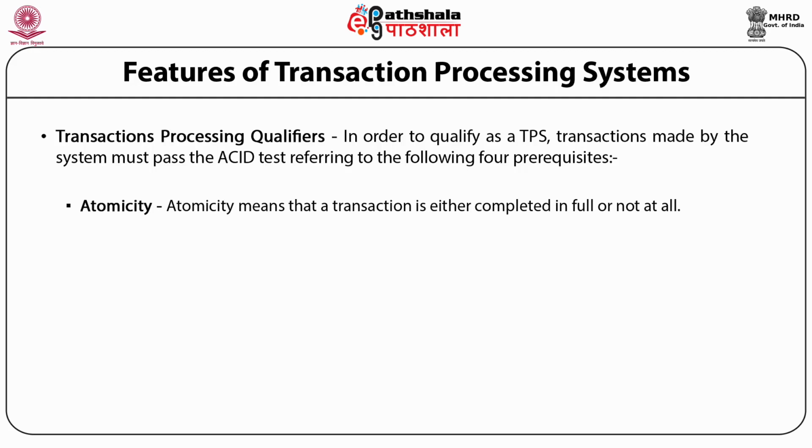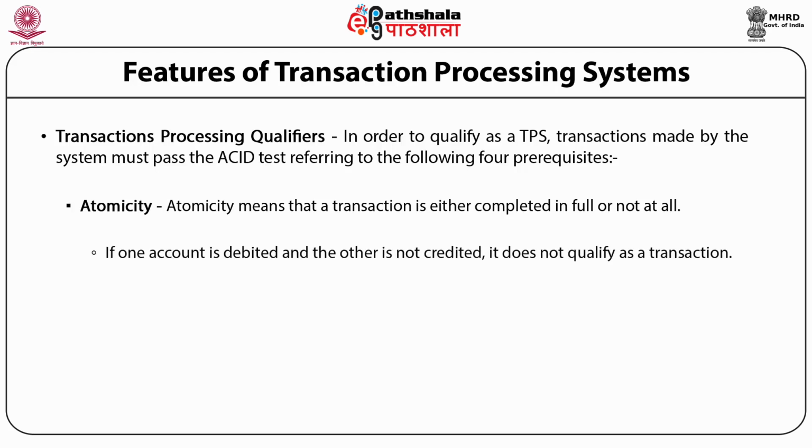Atomicity. Atomicity means that a transaction is either completed in full or not at all. For example, if funds are transferred from one account to another, this only counts as a bona fide transaction if both the withdrawal and deposit take place. If one account is debited and the other is not credited, it does not qualify as a transaction. The TPS ensures that transactions take place in their entirety.